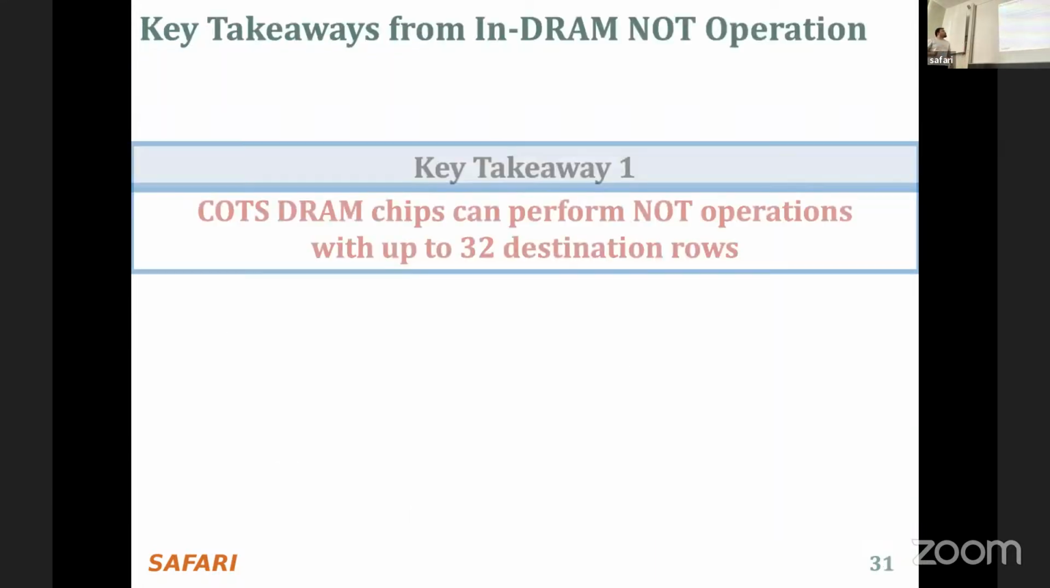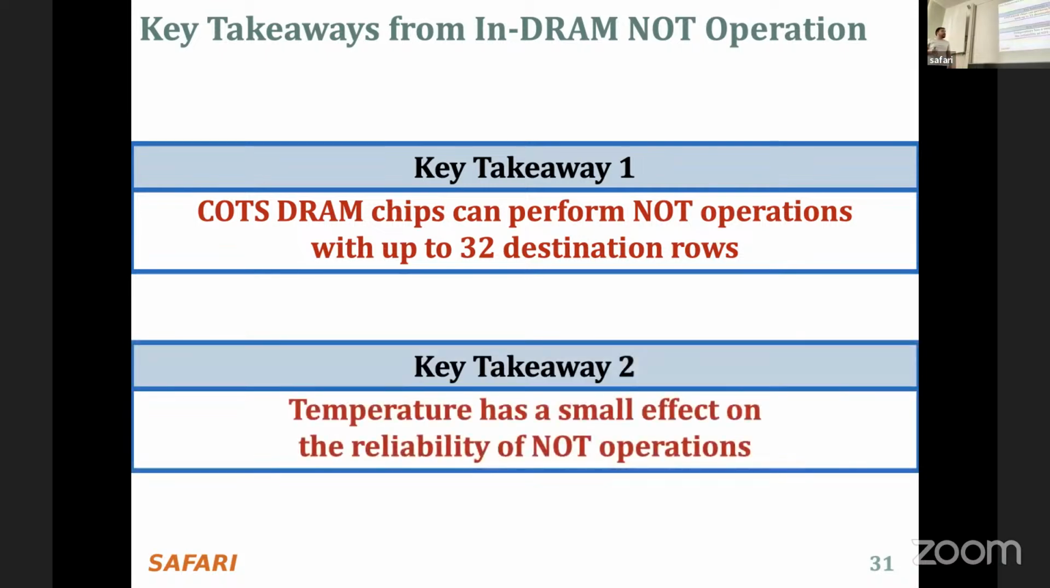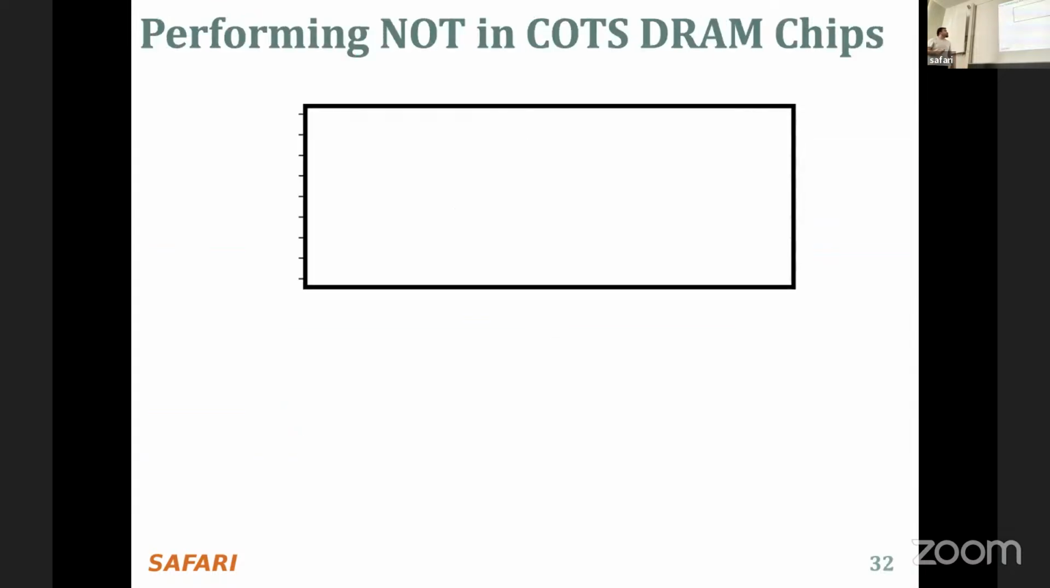So we have two main key takeaways. We observe that off-the-shelf DRAM chips can perform NOT operations with up to 32 destination nodes. That means that when we perform the NOT operation, we can negate the value and store it into 32 DRAM rows at the same time. And the temperature has a small effect on the reliability of this NOT operation. So let me show you the data.